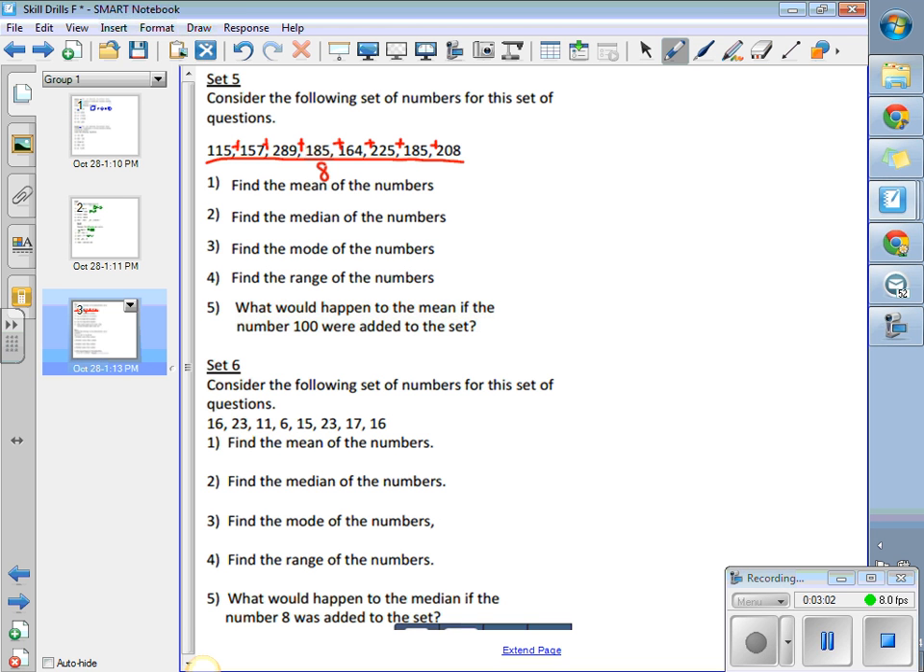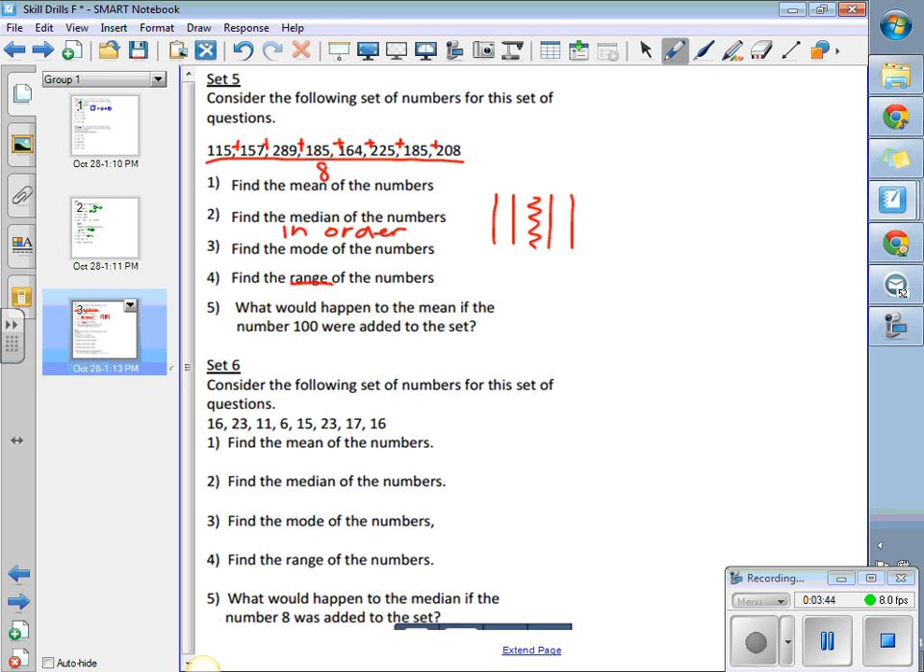The median, picture driving down the highway. You've got a two-lane highway. This part right here is the median, the grassy part in the middle. The mode is the one that is repeated the most often. And then the range, oh, the median, I forgot to say, you have to put them in order. It's the middle when they're in order. Since we have 8 of them, you're going to be finding the mean of the 2 middle ones. The range is the difference between the smallest and the largest.